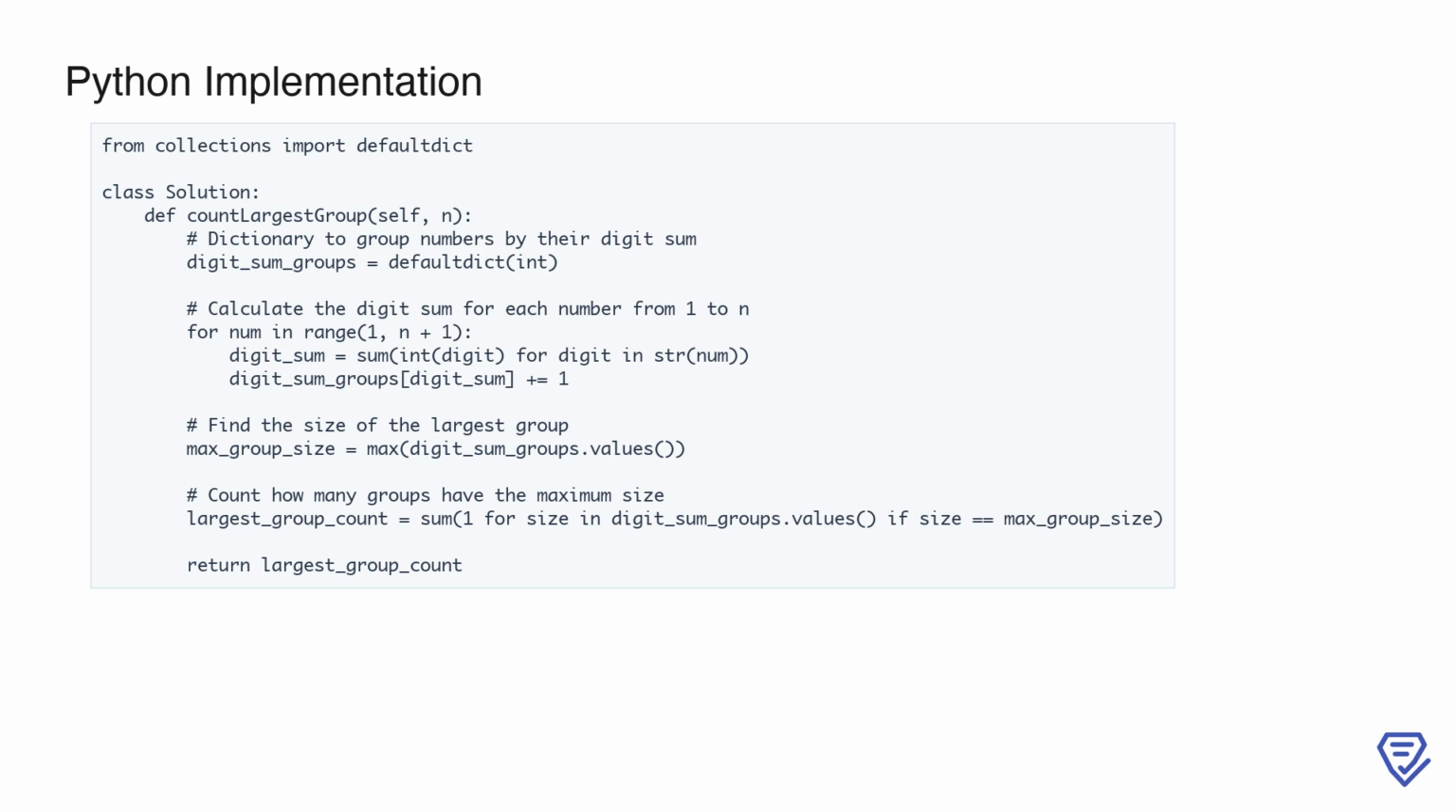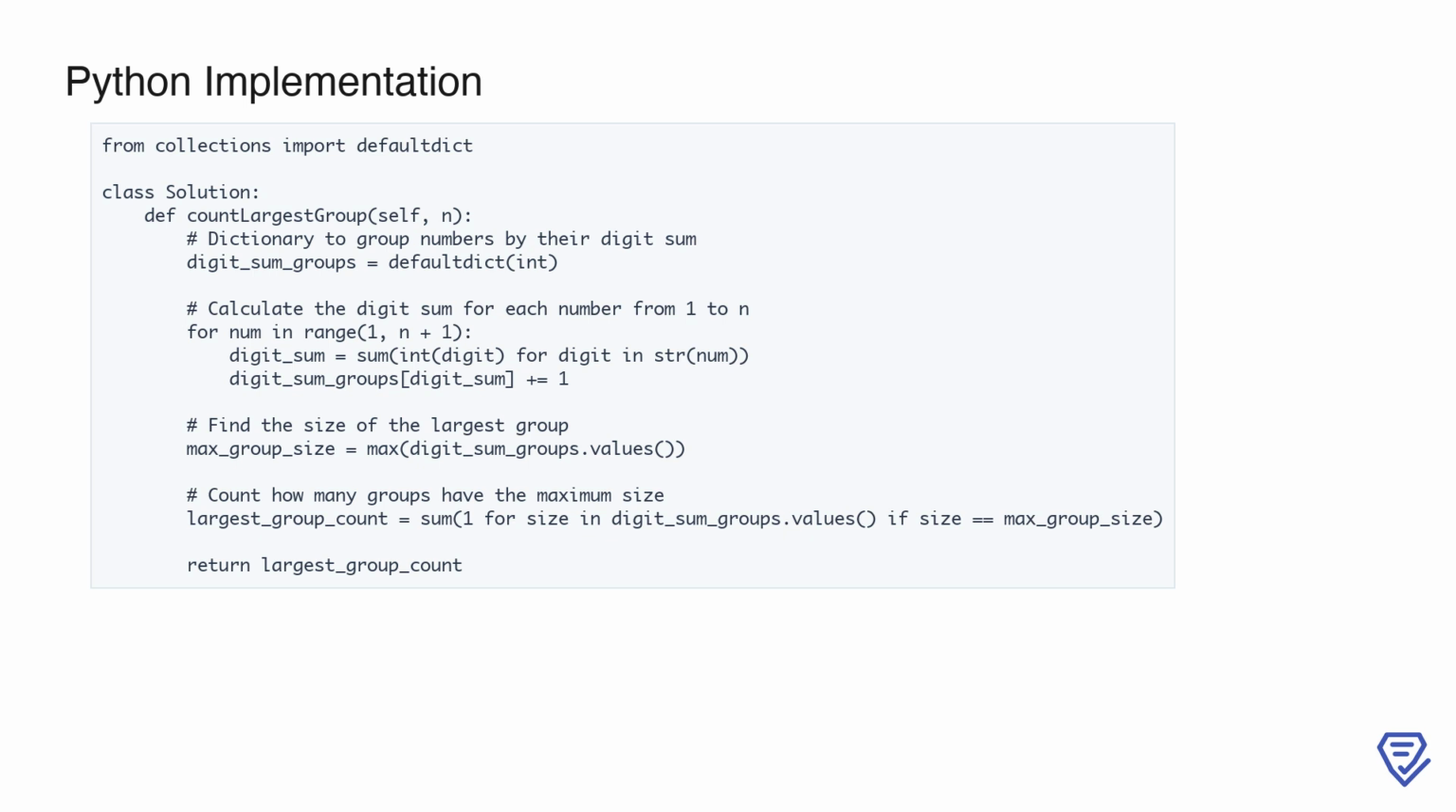4. Calculate digit sums. We loop through each number from 1 to n. For each number, we calculate the sum of its digits. This is done using a generator expression inside sum, which converts the number to a string, iterates over each character, converts it back to an integer, and sums them.